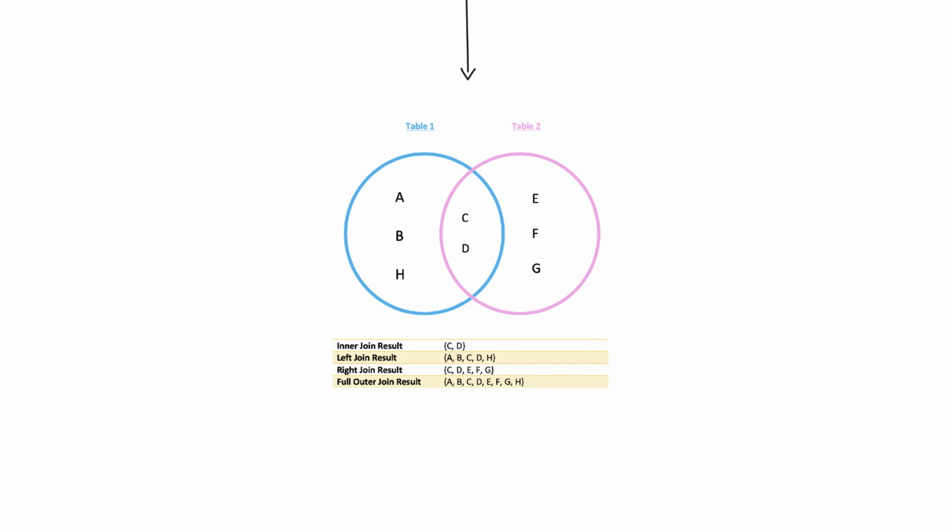Right join is a mirror image of left join. I'll select everything from Table 2, and from Table 1, only the rows that meet my condition. In this case, our result is the set of rows C, D, E, F, and G. A full outer join selects everything from Tables 1 and 2. It doesn't matter whether or not any condition is satisfied. So if we did a full outer join here, our result will be all the rows A through H.